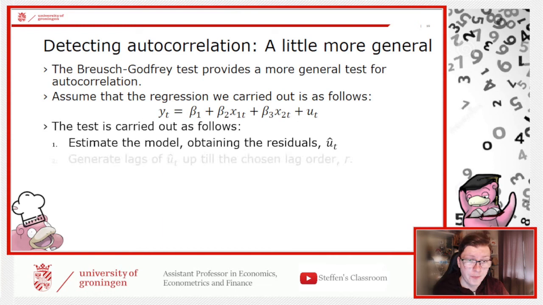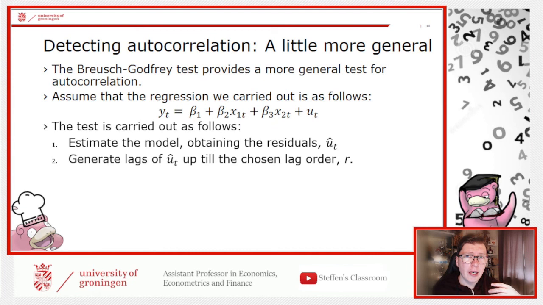What do we then do? We generate lags of it. How to generate lags? Fun fact, I actually just made a video on my Stata playlist, 2-3 weeks ago, that shows how to do this nicely. But we're going to cover this again in the computer practicals. But suppose you are testing for 3 lags, then you would generate 3 lags of u hat t. That is, you generate u hat t minus 1, u hat t minus 2, and u hat t minus 3. So you choose some kind of lag order r. And r is 3 now in my little example here.